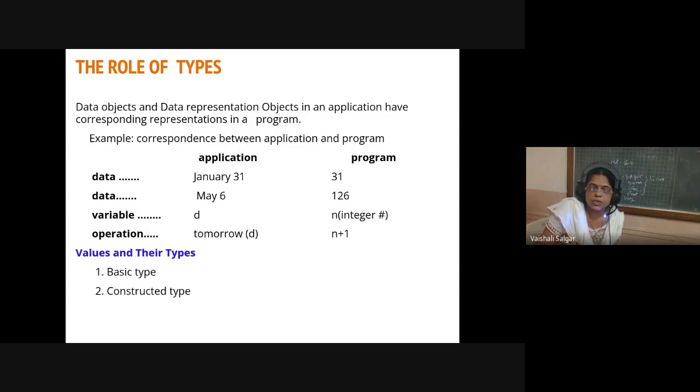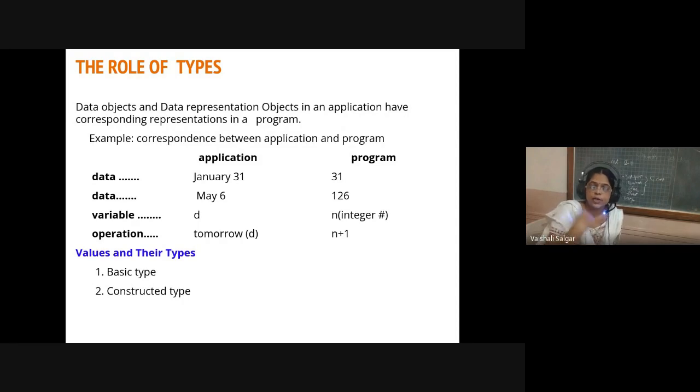But it is going to change, because when my February has 28 days, at that time it will be 126. But if it is 27, it will be something different. So for that, I'm going to use a variable D, which will represent a day of the year. D will be represented in my program as variable N, and this variable N will be of type integer.